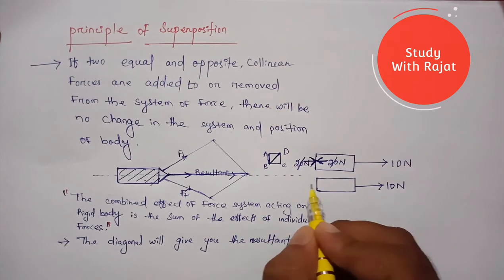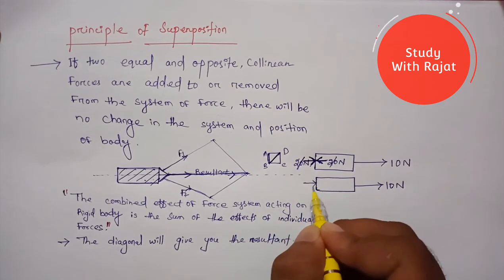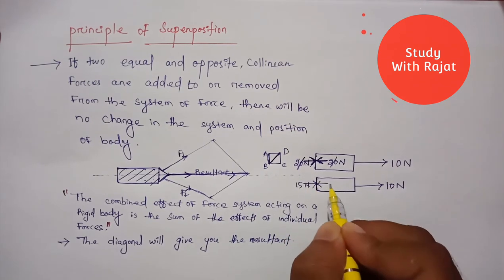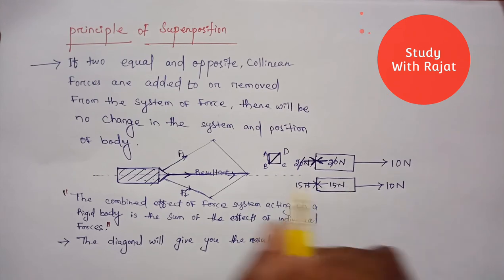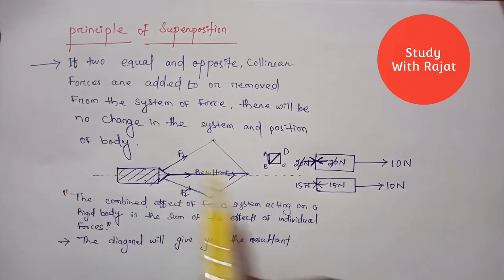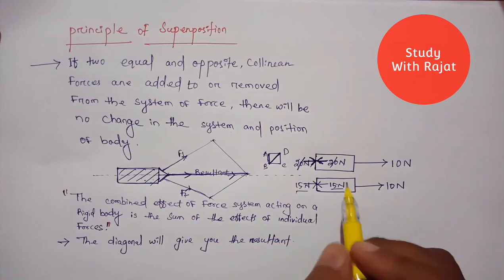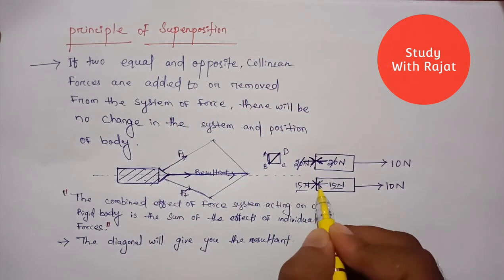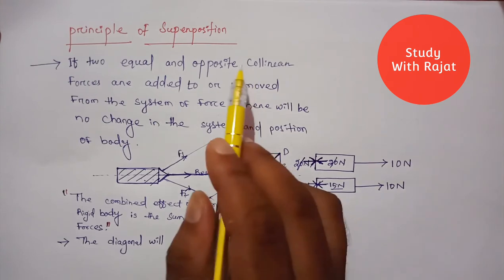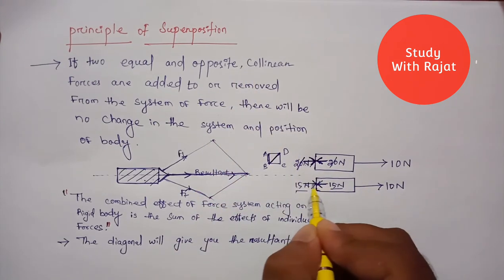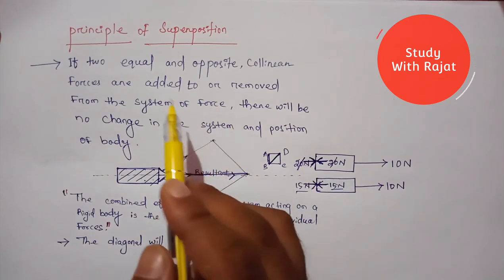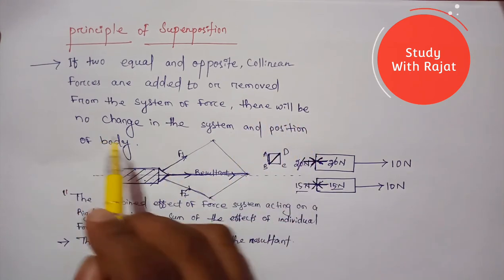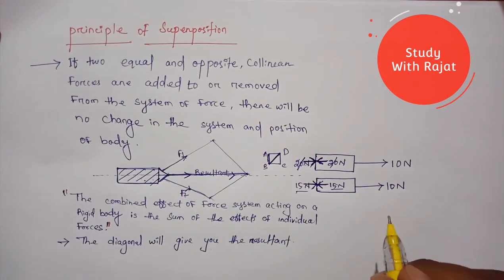Look at this figure. If you apply a force of 15 Newton, and here you apply again 15 Newton, then these two forces of 15 Newton are equal and opposite, meaning this force is in this direction and the other is in the opposite direction, and they are collinear, lying in a single line. So if you add or remove them from the system of forces, there will be no change in the system and position of the body.